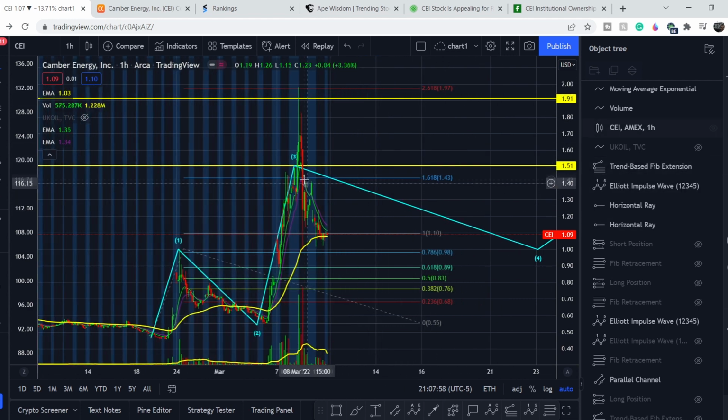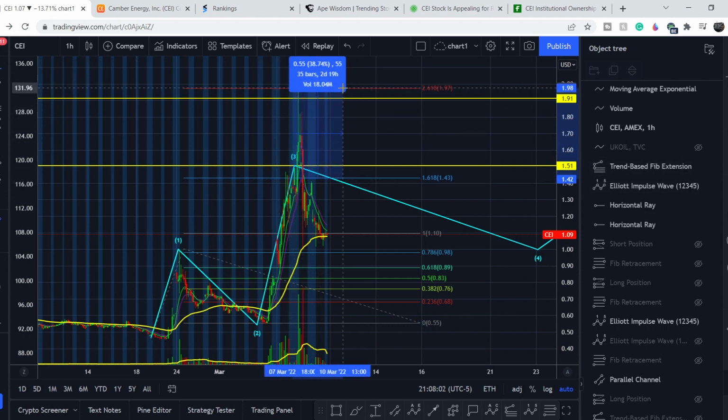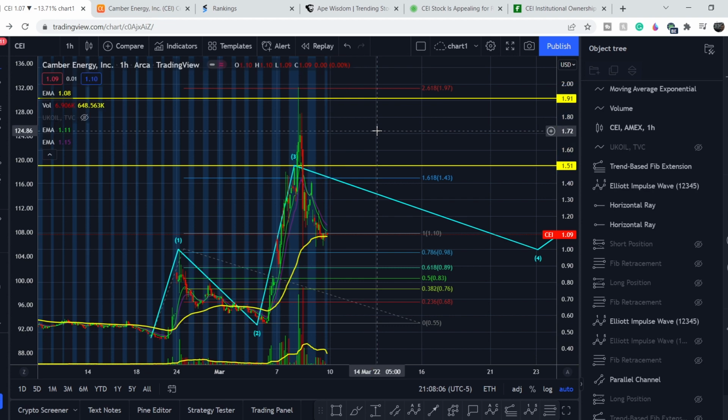Congratulations to all of you who took my call and who entered your position somewhere at this point. Your potential profits might be up to 38%. Definitely it is good profit.